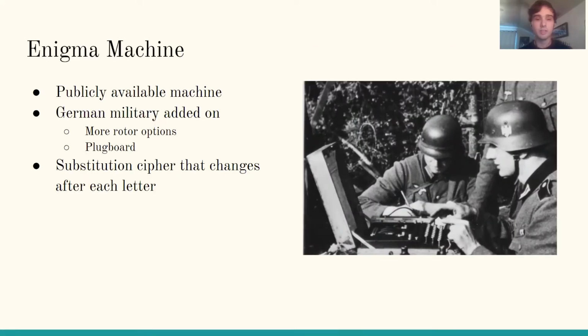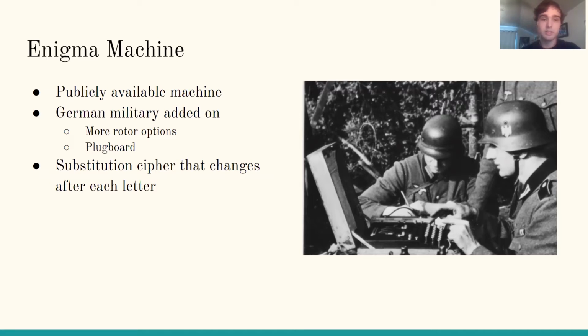And so in order to understand what Alan Turing did, we have to understand what the Enigma machine was and what he was working with. It was a publicly available encryption device that the German military took and added more rotor options to, and added a plug board to make it even more difficult to crack the encryption.